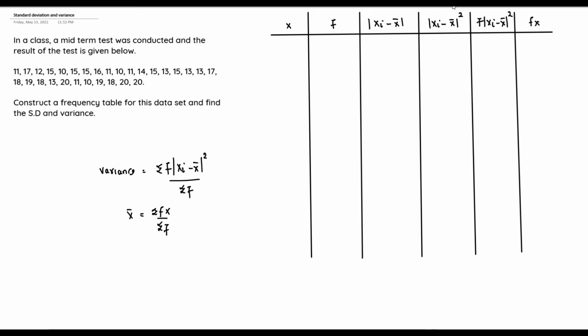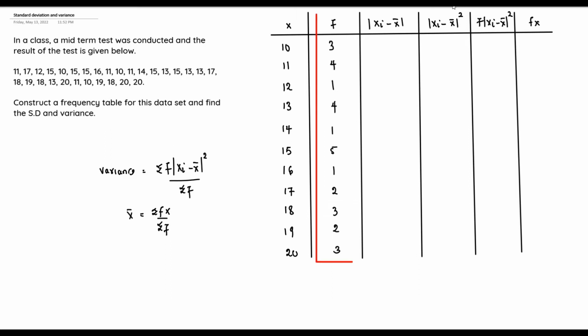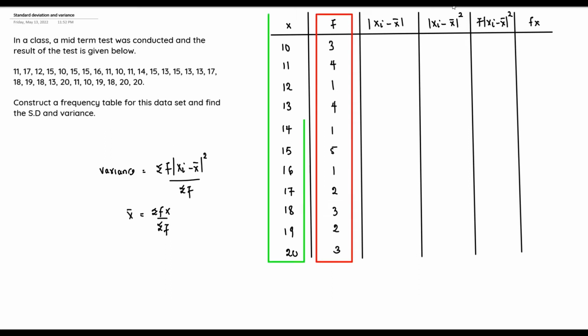So let's quickly rush through the frequency distribution table for our data set. The formula for the mean is summation fx divided by summation f. So fx is going to be the product of the individual frequencies with the corresponding variables. That is 10 times 3, which gives us 30, 11 times 4, which gives us 44, 12 times 1, which gives us 12, and we do the same all through.